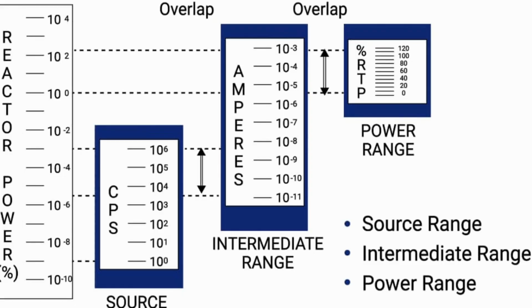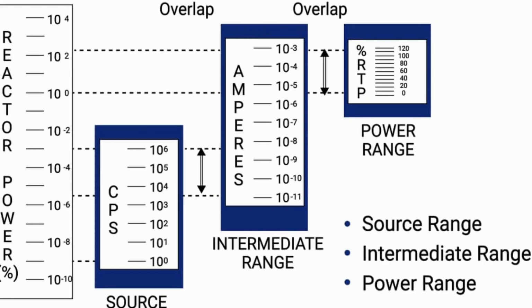Let me tell you how this happens. The pulses caused by the gamma radiation are lower, but the pulses caused by the neutrons are higher. So this pulse height discriminator will exclude the pulses caused by the gamma radiation, leaving only the pulses caused by the neutrons. The next is the intermediate range detectors. It overlaps with the higher decades of the source range and fully overlaps the power range.